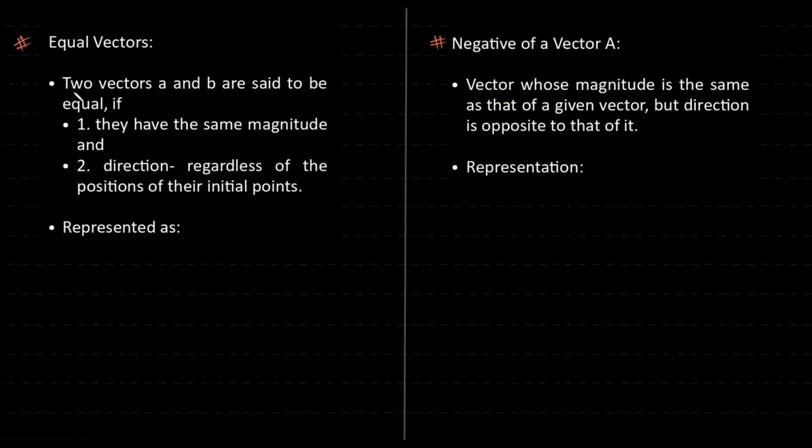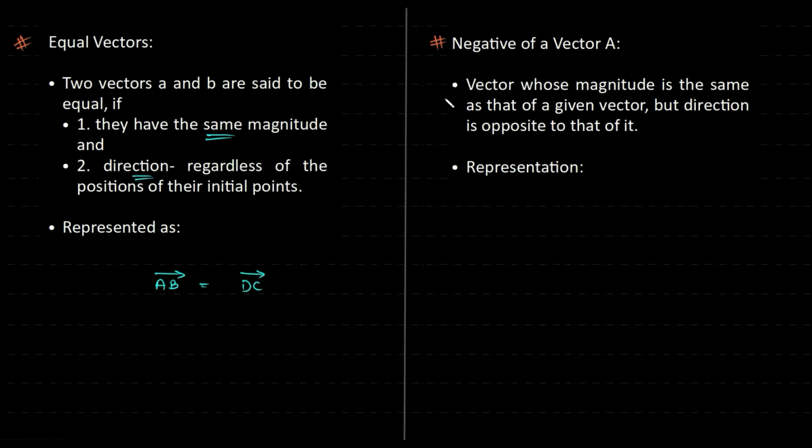So let me put it across this way. Two vectors A and B are said to be equal if they have the same magnitude, same length, and the same direction regardless of the position of their initial point. So the initial point can be anywhere. They can start off anywhere, but if their magnitude and direction are the same, they are equal vectors. How do you represent this? Vector AB is equal to vector DC.